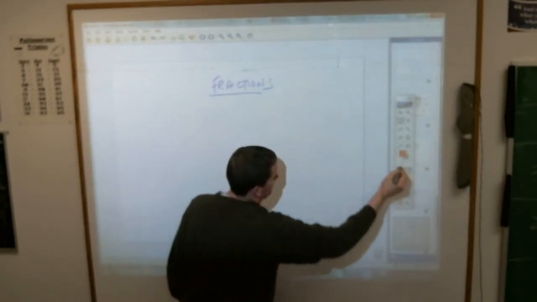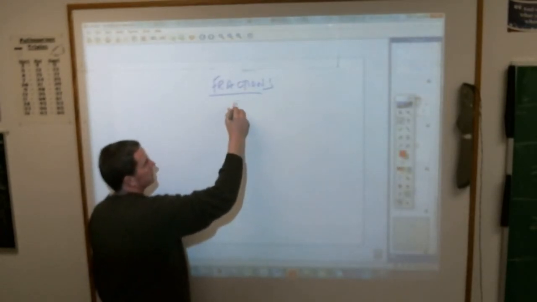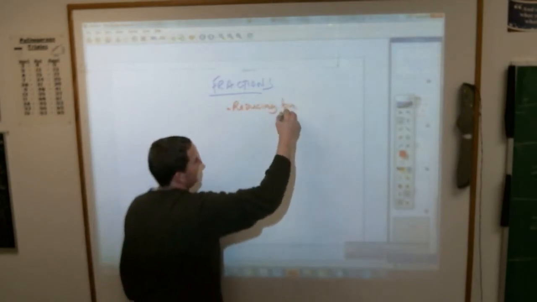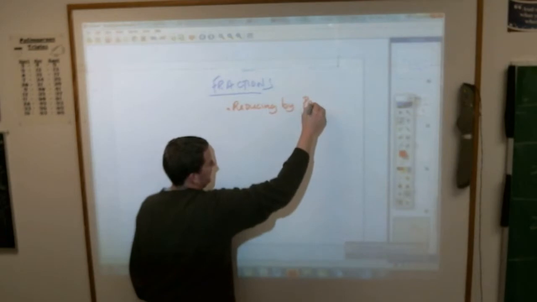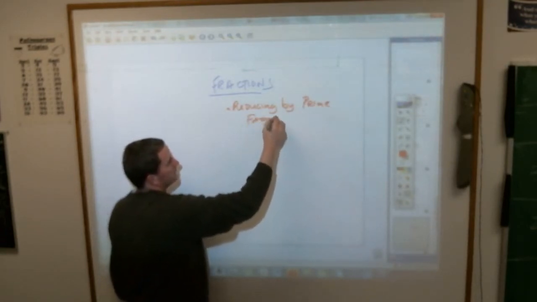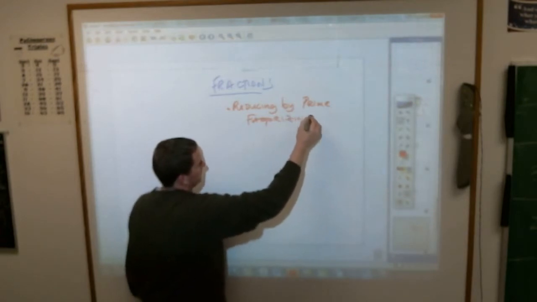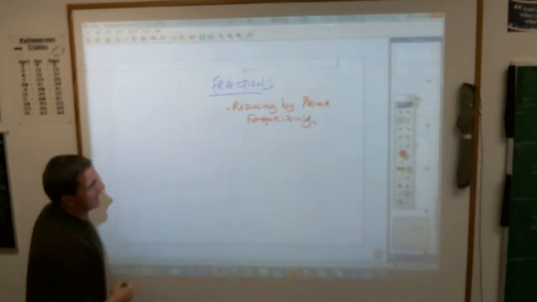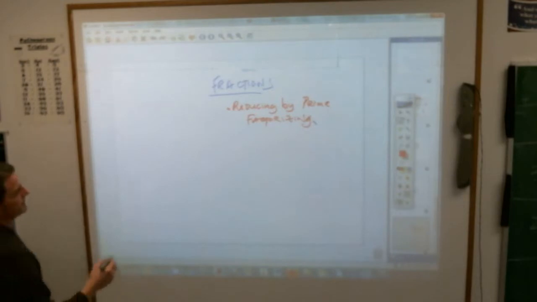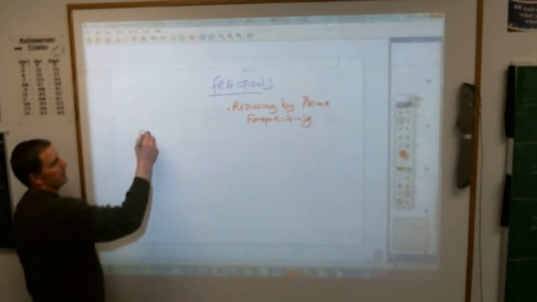The little subheading under fraction is reducing by prime factorizing. And please make sure when it tells you to reduce by prime factorizing that you do that. So here is an example problem.